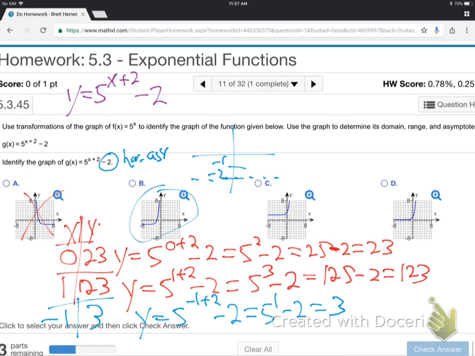See how B levels off at down 2? It also has the negative, and it also has the back 1 up 3. It's B. Are we good on that? Is that making sense? Questions? All right, so that one was a little tricky.